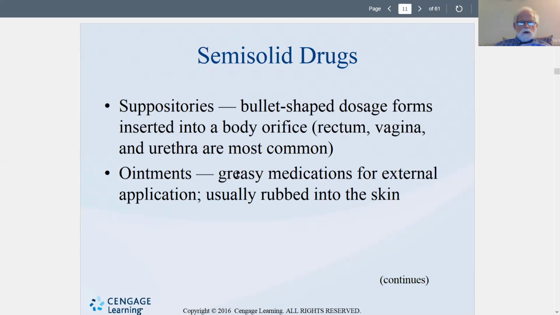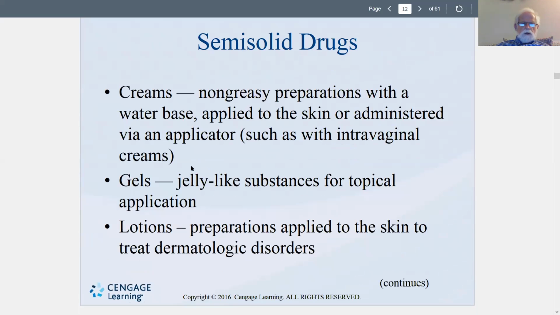Ointments are greasy medications for external application. We rub them onto the skin, and then we usually want to cover that skin so that we're not getting the grease on our clothing. Other semi-solids are creams, which are a mix of water and oil. Creams tend to be a little more oily than watery. They can be applied to the skin or administered by other ways.